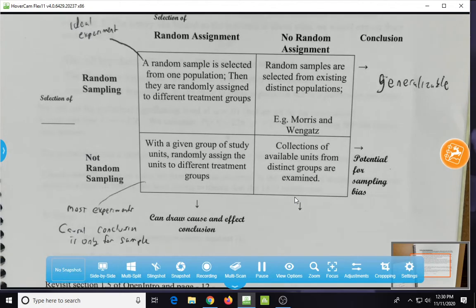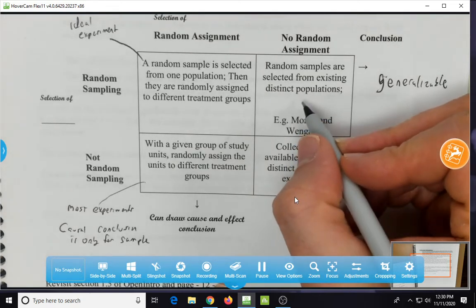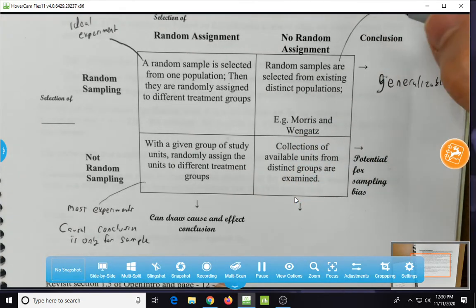A lot of psychology experiments are done on college students because they're right there and you're in academia and they're easy to get. Or you only take the data within an institution and then do some kind of experiments. So you can only really conclude it for that particular group. The one up here, random samples are selecting from existing distinct populations. A lot of these are most observational studies.